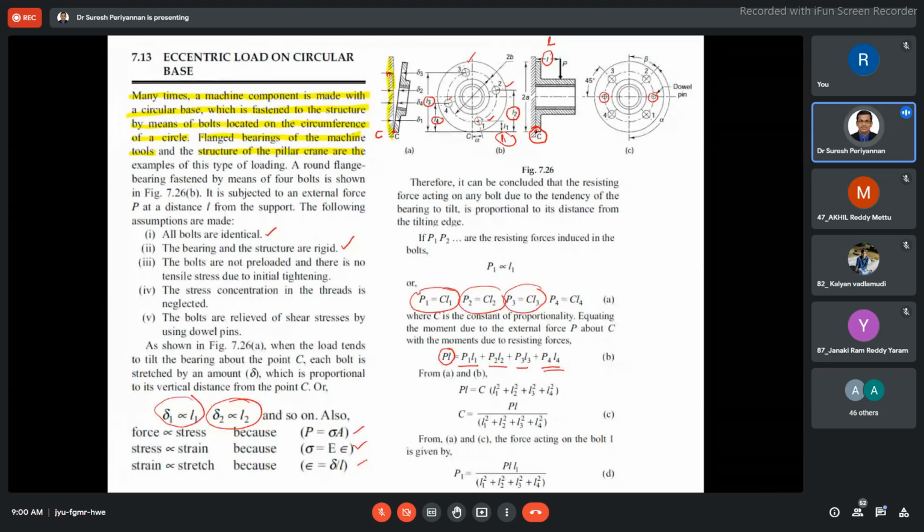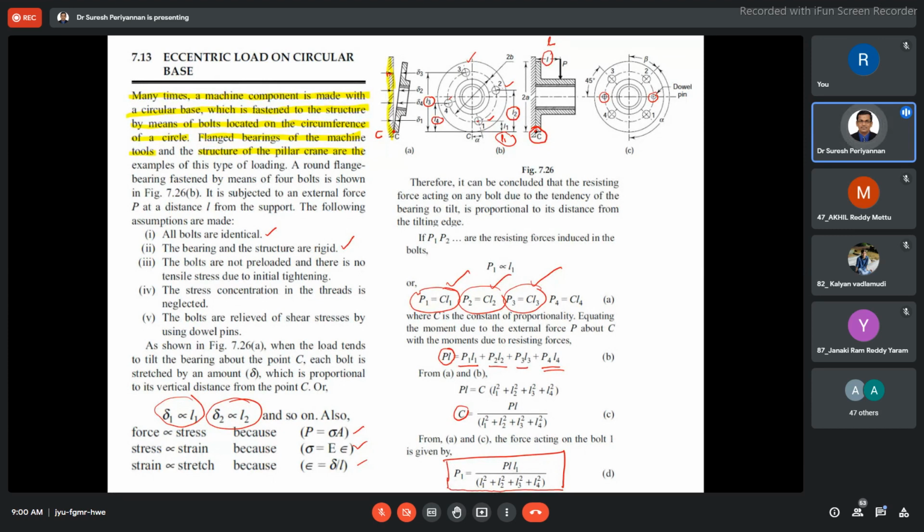From this relation, we are able to find out what C is. Once we know C, we substitute it here and get the load P1 at bolt 1, P2 at bolt 2, P3 at bolt 3, and P4 also. Our load P1 at bolt 1 is equal to P into L1 divided by L1 squared plus L2 squared plus L3 squared plus L4 squared.